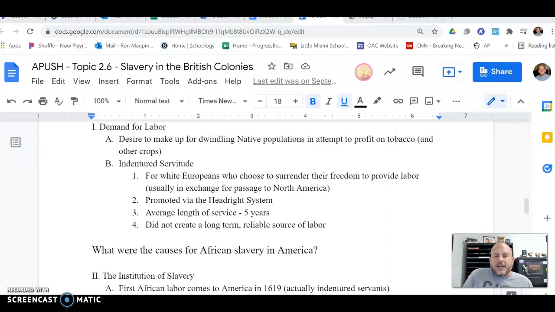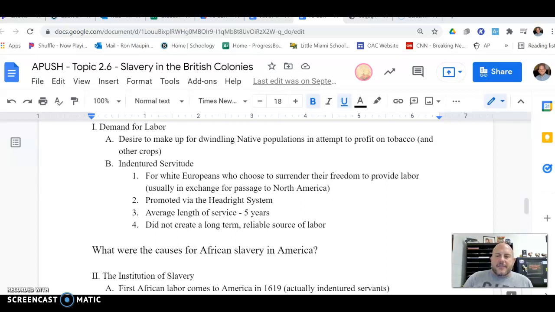Today we're going to be taking a look at topic 2.6, which is focusing in on slavery in the British colonies. Now, of course, when we talk about slavery in the British colonies, there are many different factors to consider. For example, social factors, racial factors, but also, of course, the core of it in many respects, economic factors.